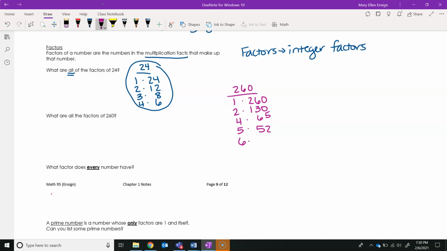So let's see, 260 divided by 6 gives me 43.3 repeating. So I do not want that in my list. I shouldn't have written it quite so quickly. 260 divided by 7 is a decimal also.